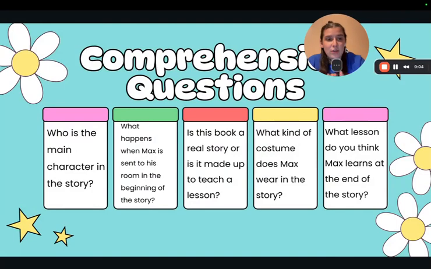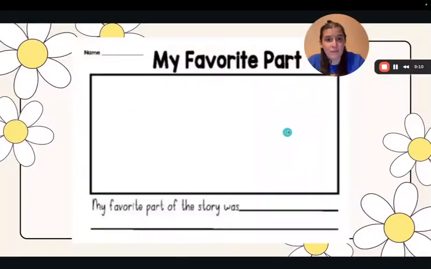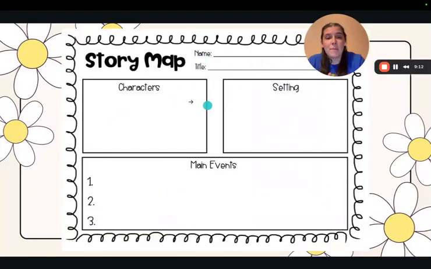So these are some questions that I want you to think about and be ready to answer when you come back to class. Be thinking about the favorite part of the story and think about the main characters, where the story takes place, and the main events in the story.